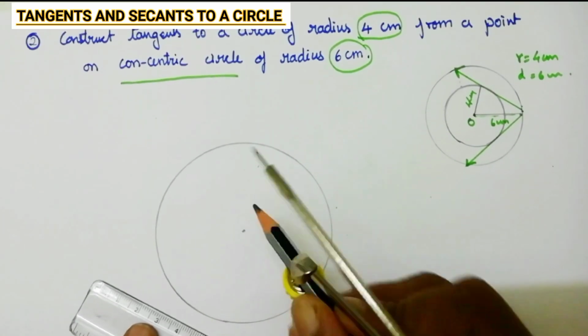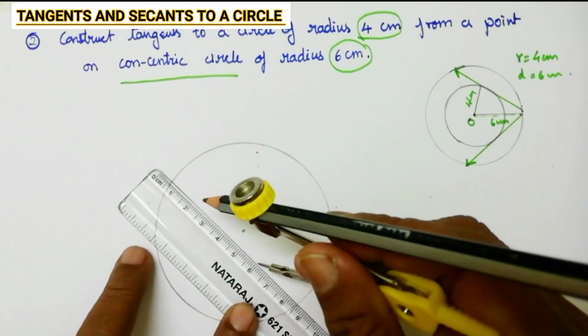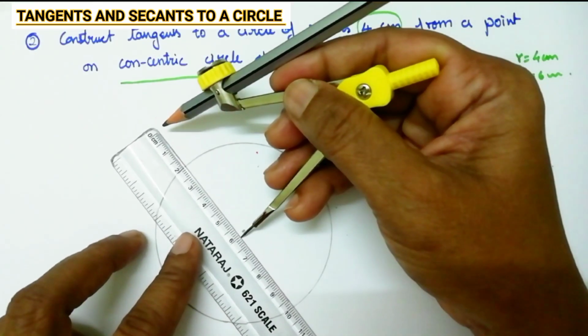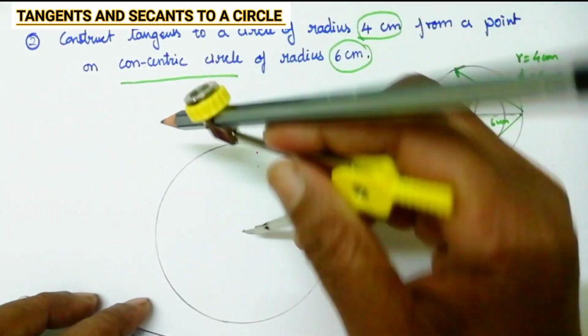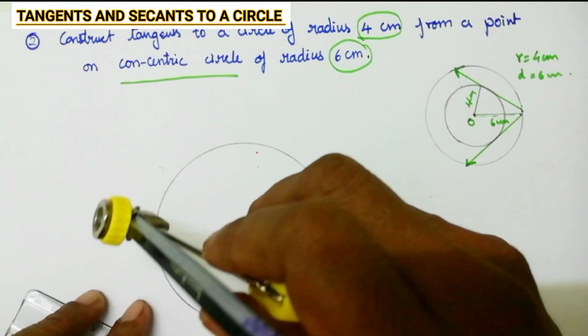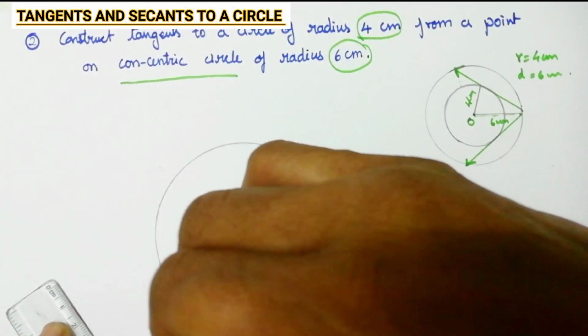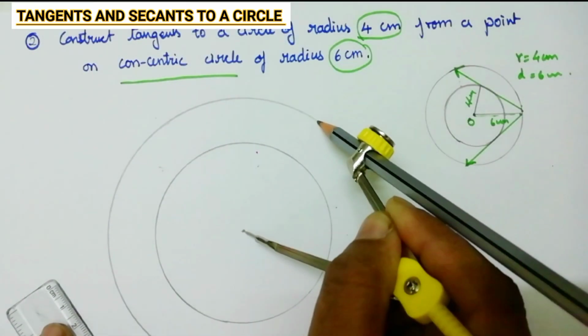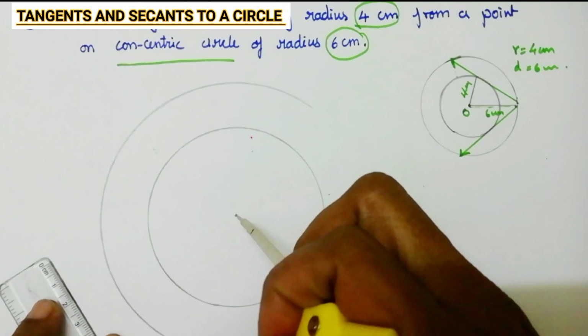Now with same center, take 6 centimeters. Measure it correctly, 6 centimeters. Take same point and try to draw another circle. Now these circles are called as concentrics.